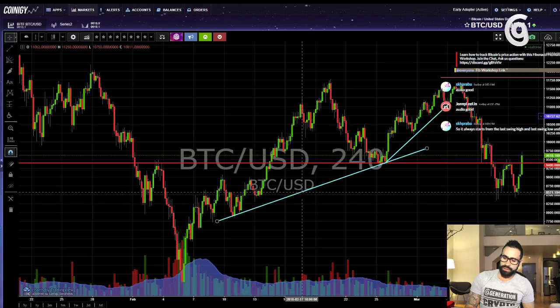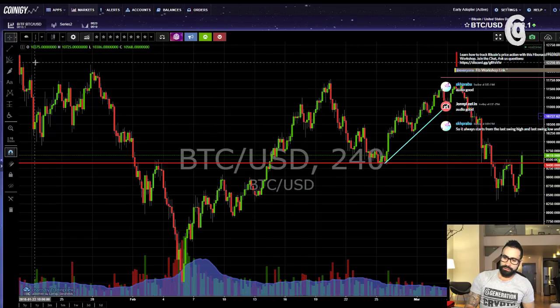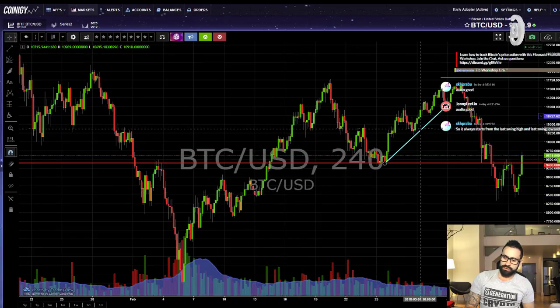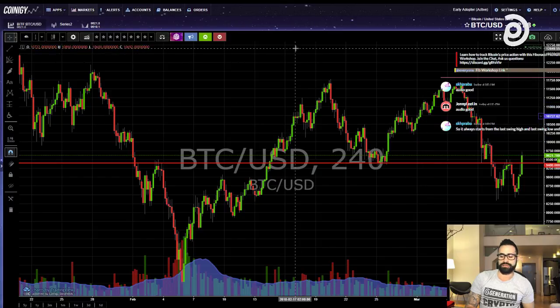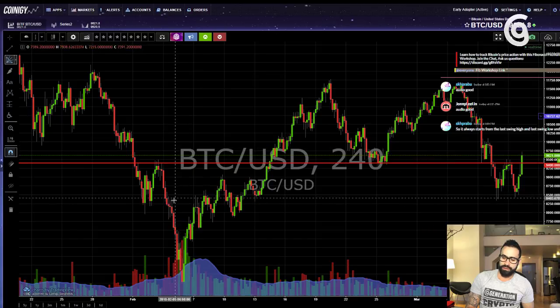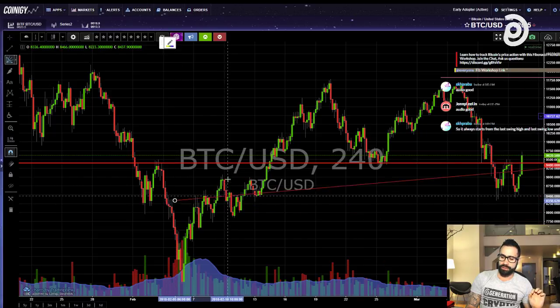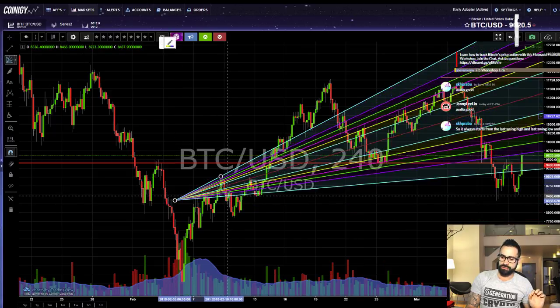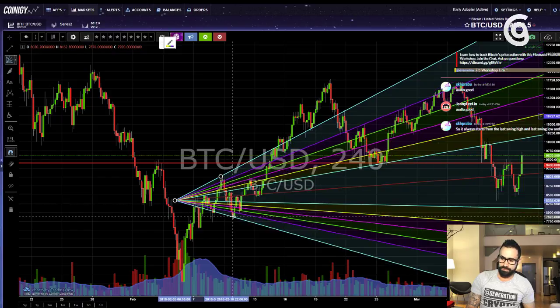So let me go ahead and get rid of these lines and demonstrate how the Pitchfan will actually show us an accelerating downtrend, decelerating downtrend, and the same thing for an uptrend. And just to start off, I'm going to lay my swing high up here to start establishing somewhat of a channel.